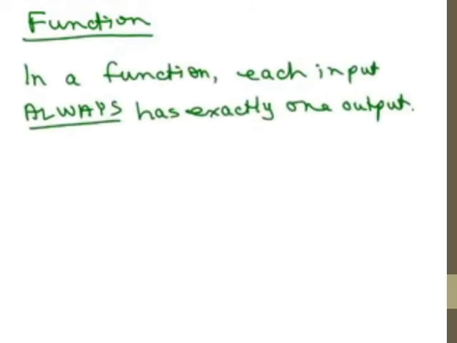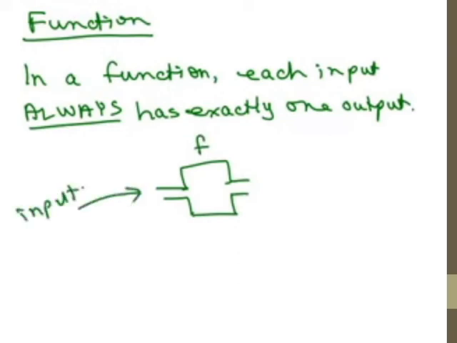Alright, we're going to get to just the very basic idea of a function. In a function, each input always has exactly one output. You can think of there being like a little function machine here. So if I put my input in there, it does some stuff in here. Okay, there's something going on in here. And then out pops an output.